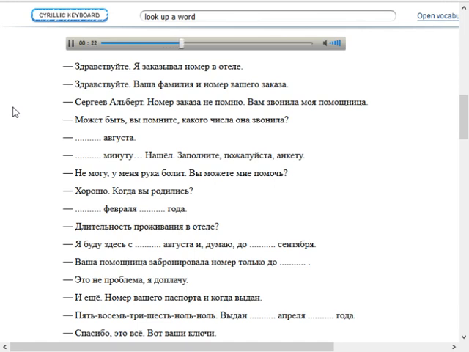У меня рука болит. Вы можете мне помочь? Хорошо. Когда вы родились? 23 февраля 1975 года. Длительность проживания в отеле? Я буду здесь с 15 августа и, думаю, до 3 сентября. Ваша помощница забронировала номер только до 2. Это не проблема. Я доплачу. И еще. Номер вашего паспорта и когда выдан. 583600 выдан 3 апреля 2002 года. Спасибо. Это все. Вот ваши ключи. Спасибо.